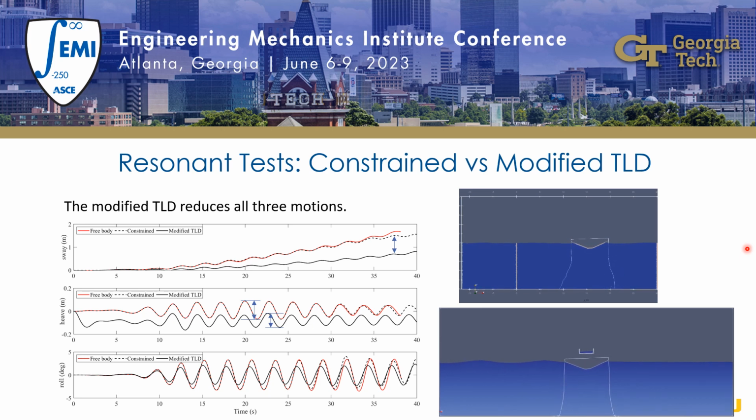And in fact, the response mitigation of these three motions results from force cancellation and energy dissipation, which come from the sloshing fluid for sway and roll, and from the internal spring dashpot system for the heave.